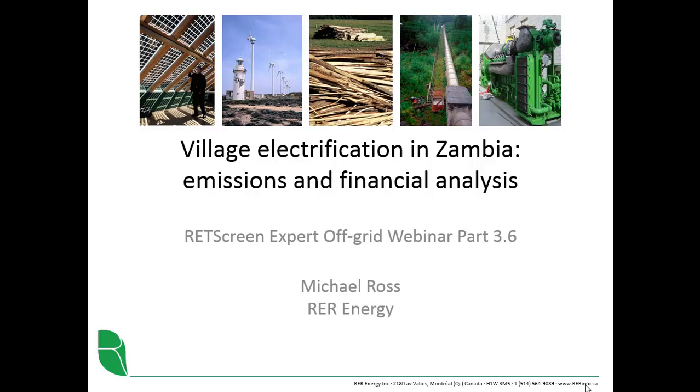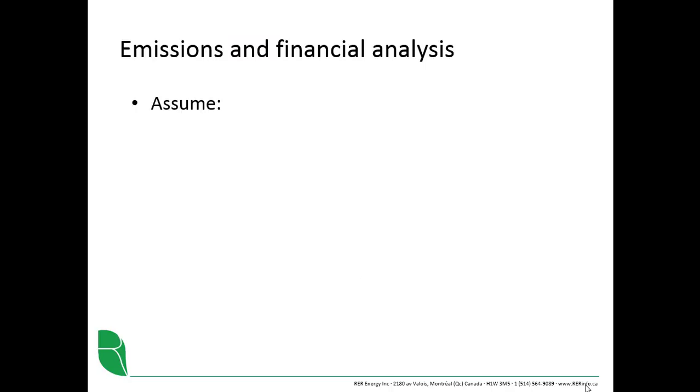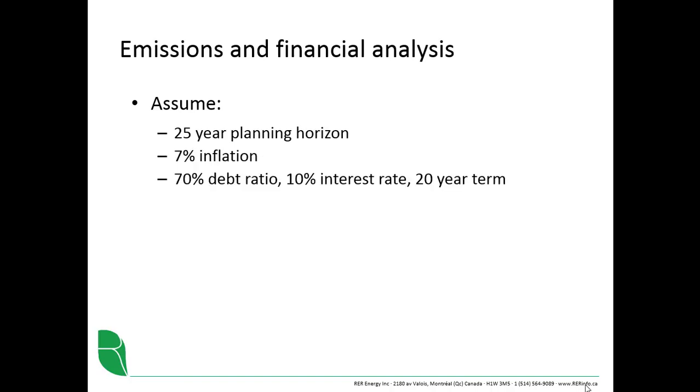Let's look at some results for emissions and financial analysis for this village electrification project. We're going to make some assumptions. First, that the planning horizon is 25 years. We're going to assume 7% inflation on everything. That is on fuel, on O&M, on labor, etc.